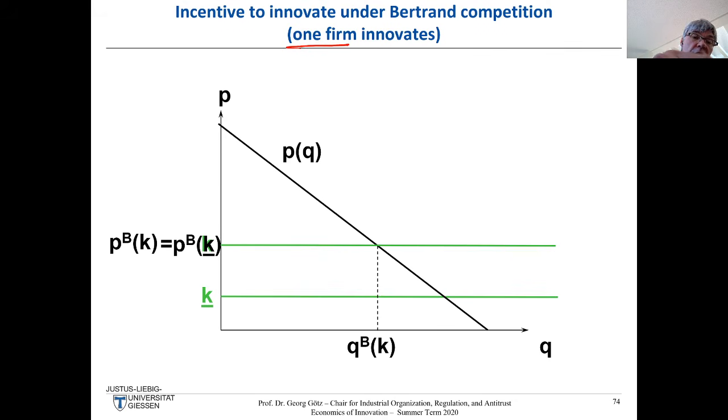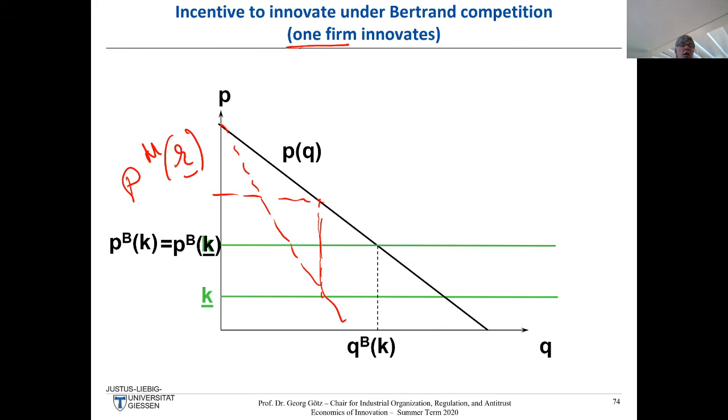I could just sketch here the marginal revenue curve. So here the monopoly price would be up here. What you see, it's a non-drastic innovation, because the monopoly price with the new marginal cost, P_M(K lower bar), is much above the rival's marginal cost. Now you can probably see that, so I don't erase it. Now you see this is what is called limit pricing. The firm wouldn't change the price.